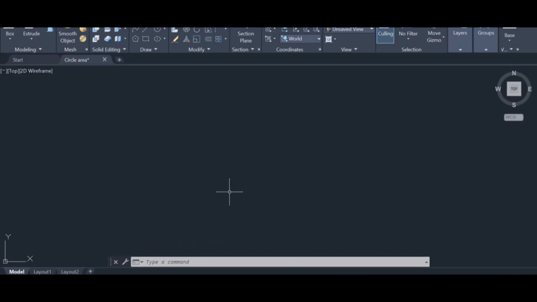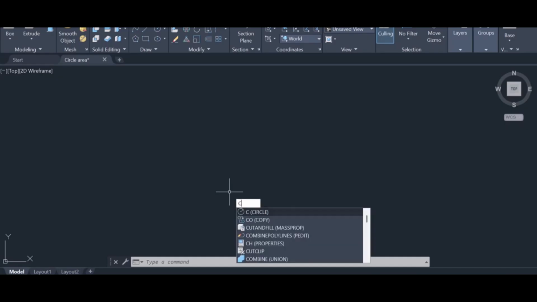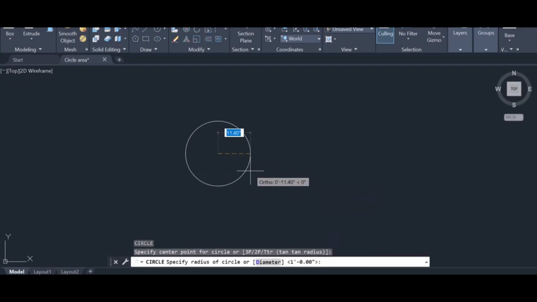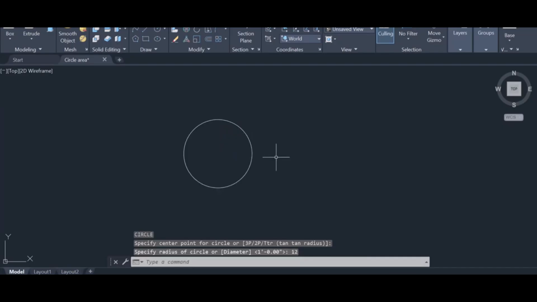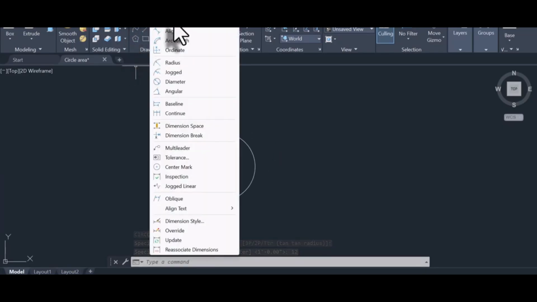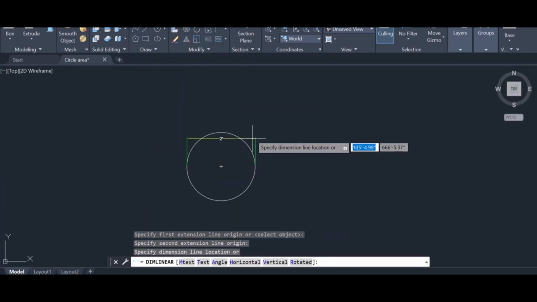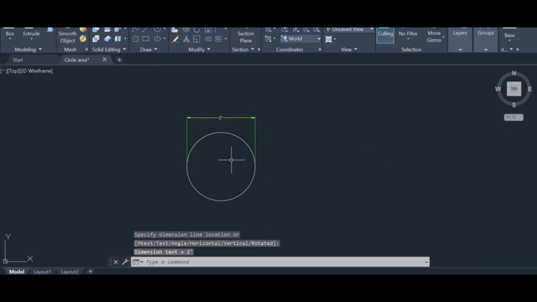How to find the circle area with the circumference meter. Enter the circle's radius as 12 inch. Let's measure the diameter, 2 feet.